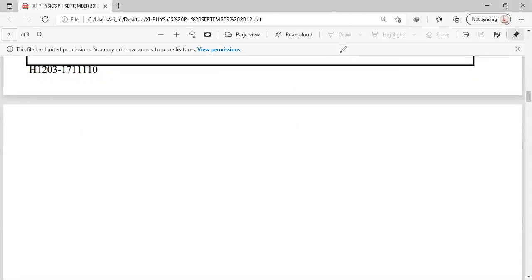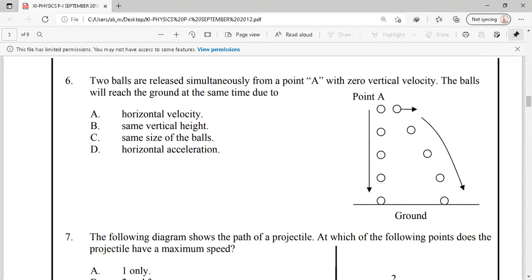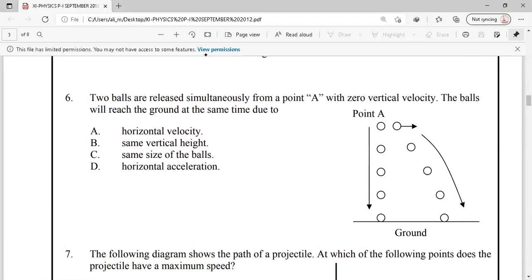Let's move to our question number 6. So here we have our question number 6. Two balls are released simultaneously from a point A with zero vertical velocity. So in both the balls, the initial vertical component of the velocity is 0. Similarly, in the second ball, the initial component of vertical velocity is 0. The balls will reach the ground at the same time.